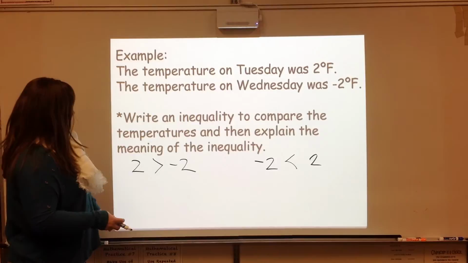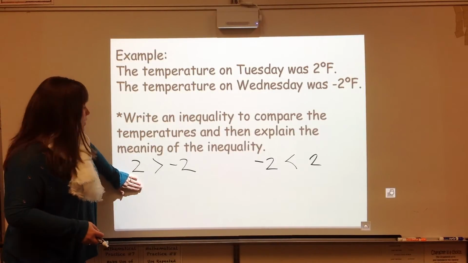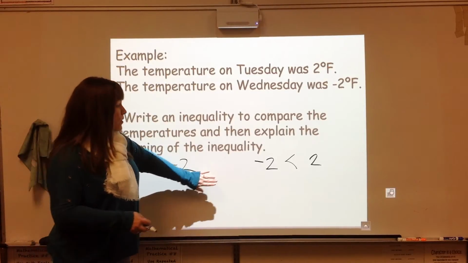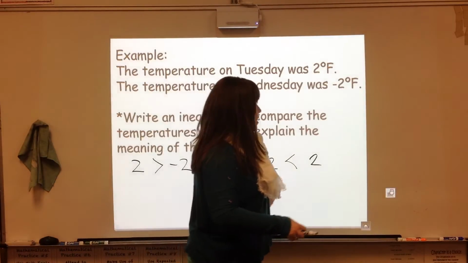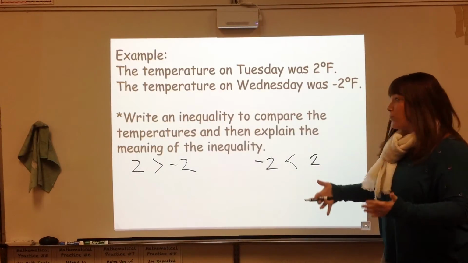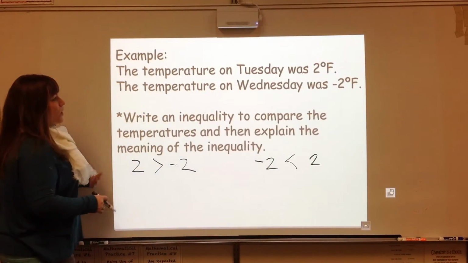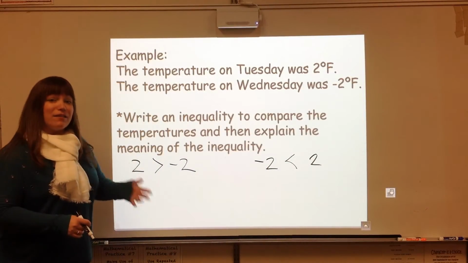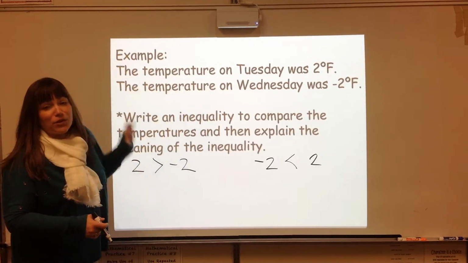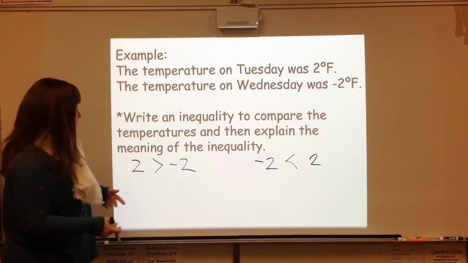So we are either going to say that the positive 2, or Tuesday's temperature, is greater or higher than Wednesday's, or we're going to say that Wednesday's is lower than Tuesday's. So it depends on which one you pick. I'm going to do both of them with you. So if I did the greater than, one way that I can explain this inequality and what it means, we're going to use the context, and then we're going to use those words, greater or less, or higher or lower.